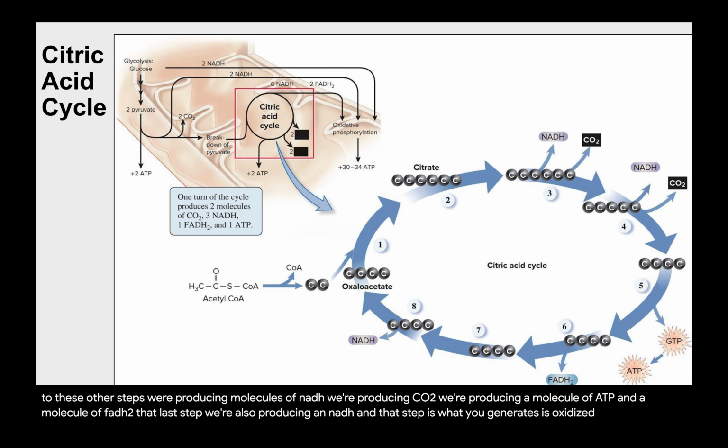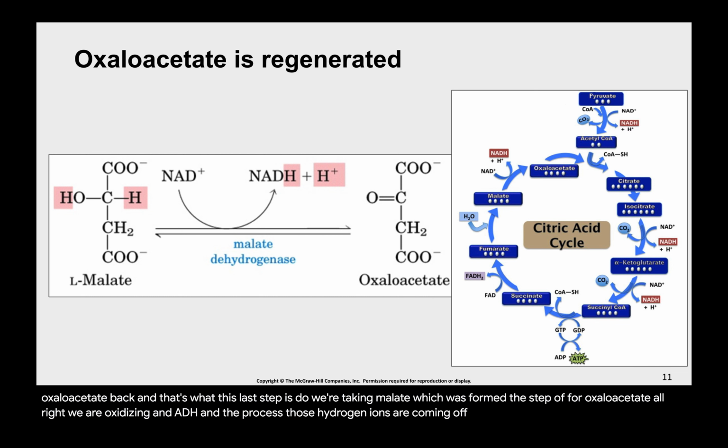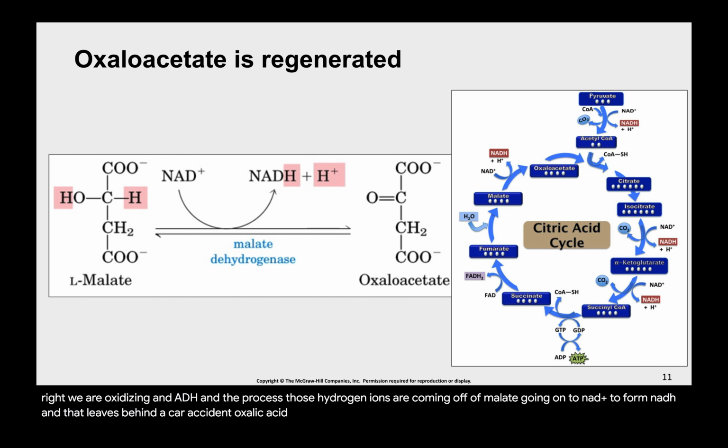Right, so oxaloacetate is accepting that acetyl group, and then it changes form throughout that cycle. But in order for this cycle to continue, we have to get the original oxaloacetate back, and that's what this last step is doing. We're taking malate, which was formed the step before, and oxidizing it. In the process, those hydrogen ions are coming off of malate and going on to NAD plus to form NADH, and that leaves behind our oxaloacetate to be used again in the exact same manner.